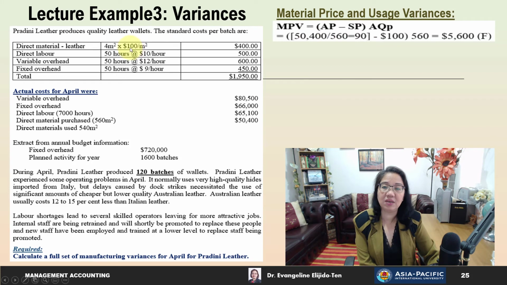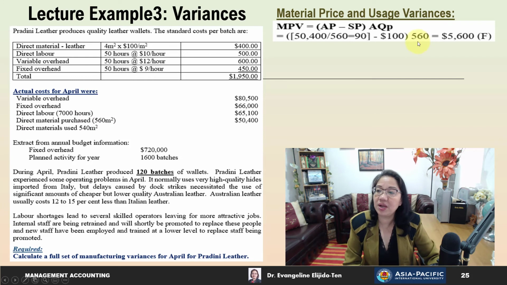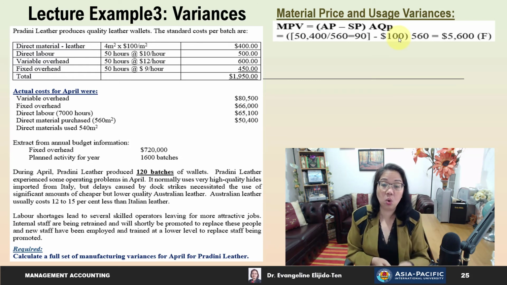Then we will deduct the standard price. Now the standard price is given, it's $100 per square meter. Once we've got that, we'll just multiply it by the actual quantity purchased. So here we are told that the direct materials purchased is 560 square meters. So 560 multiplied by the difference between actual price and standard price of $10 would give us $5,600. And that is favorable because the actual price is lower than the standard price. You know the reason why, right? We are told that the company is currently using lower grade or cheaper leather. That's why they got it at an actual price that is lower than the standard price.